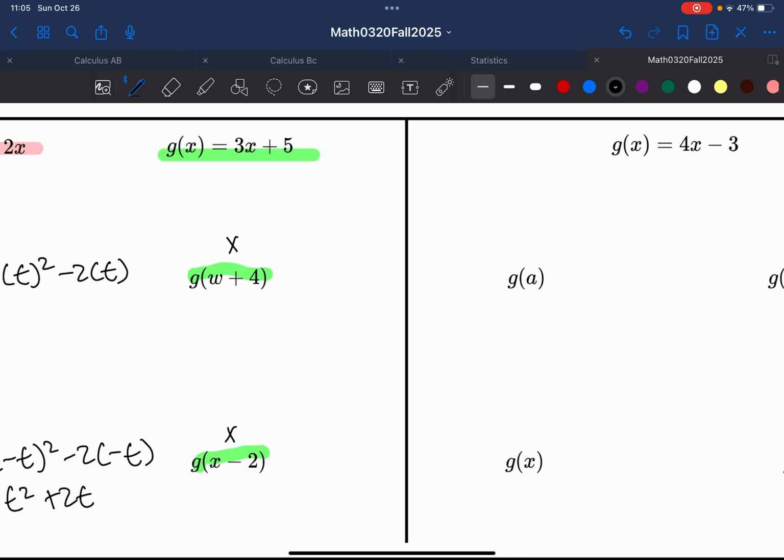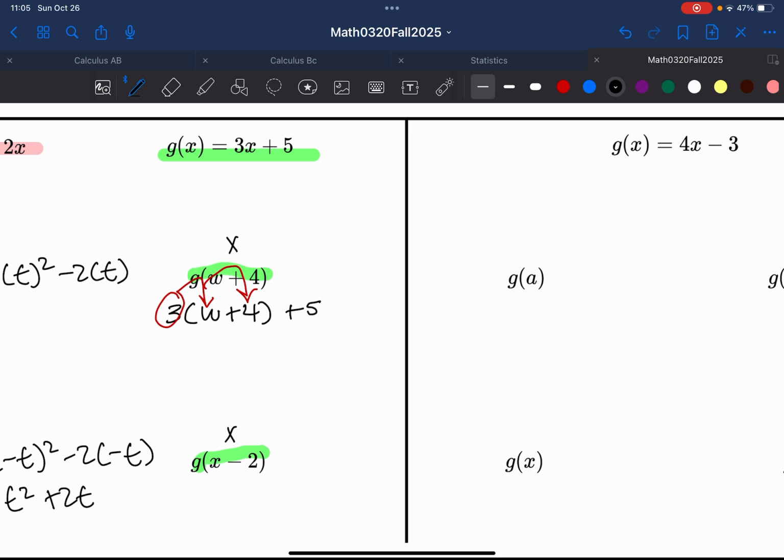So g of x is equal to 3x plus 5, and we're going to be plugging in w plus 4. Anywhere I see an x, I'm plugging in w plus 4. So this is 3 times w plus 4 plus 5. I just bring down the plus 5. And then I'm going to distribute that 3 inside. Again, what that means is to multiply 3 inside.